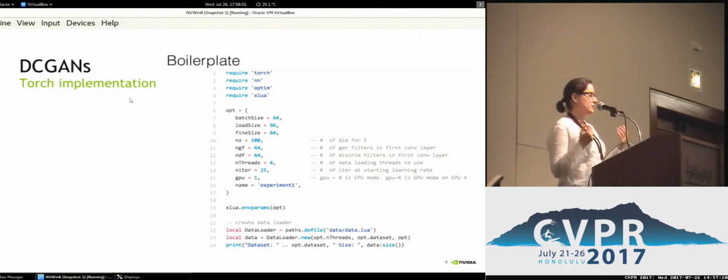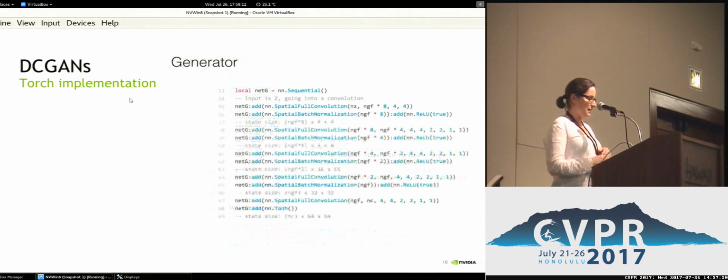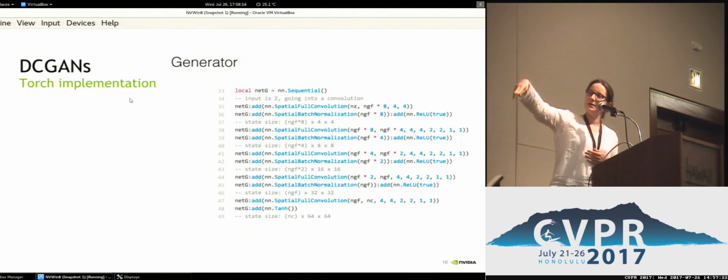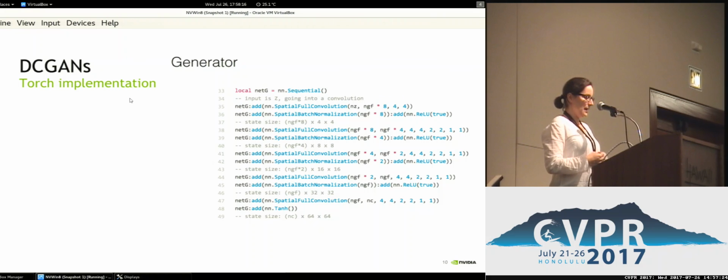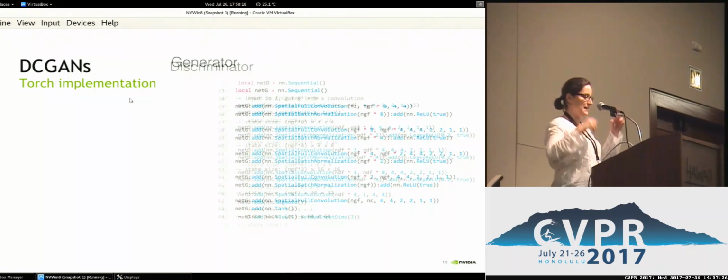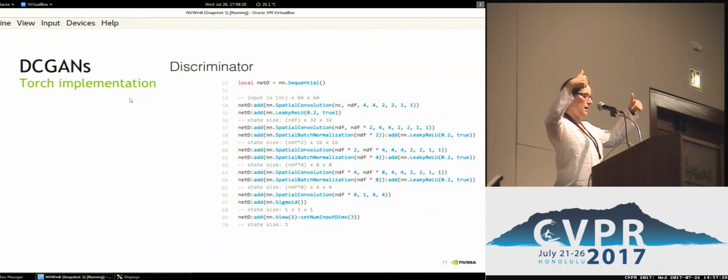The good thing is also they had the code available. It was a Torch implementation, and the Torch implementation is extremely simple to read and modify. You have mini-batches, you have the batch size. That's what the generator looks like, so that's what the first network is. Basically, the discriminator is exactly the same code, the other way around.